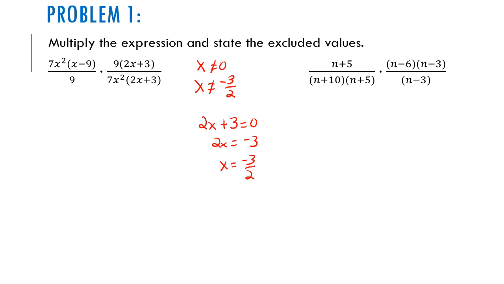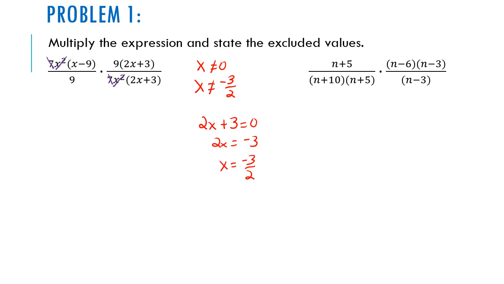So I have a 7. You know what? That cancels out a 7 on the bottom. I have an x squared. That cancels out the x squared on the bottom. So I basically canceled out the 7x squareds. I have an x minus 9. I have no other x minus 9s on the bottom, so I can't cancel that out. I move over to the next one.